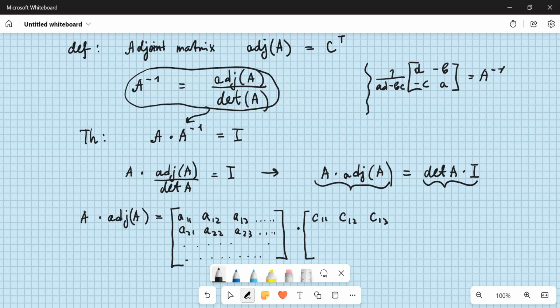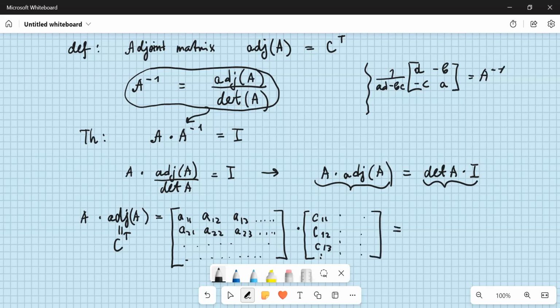So it means that I'm going to actually have this C12 over here, and C13. Because the adjoint is not just cofactors, it's a transpose of cofactors. Adjoint is C transpose, cofactors transpose, C13 and so on. And here are going to be some other elements.